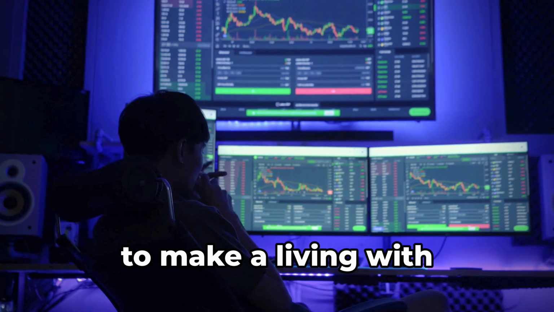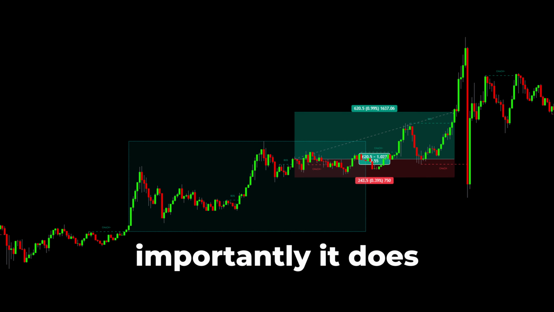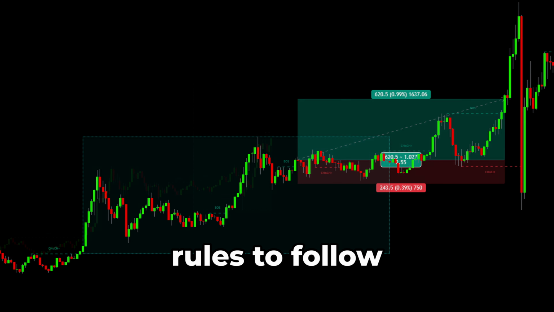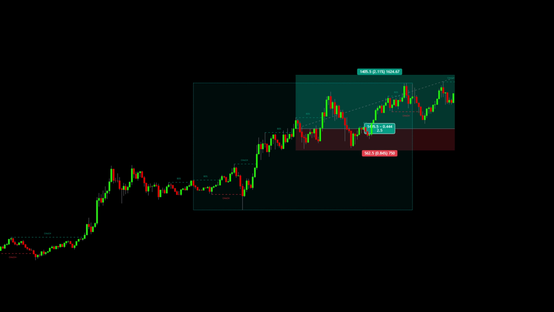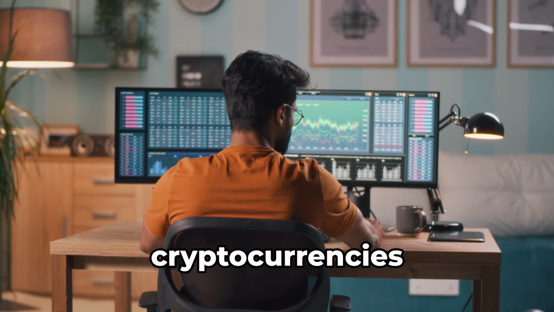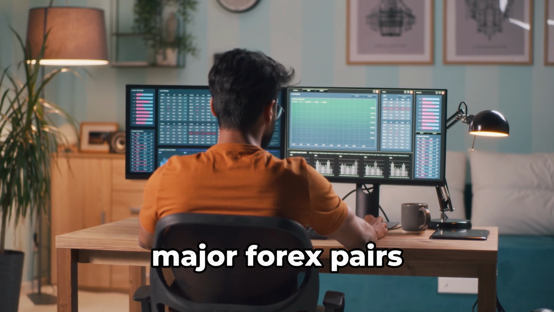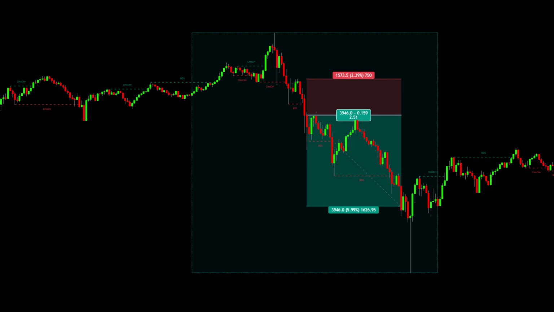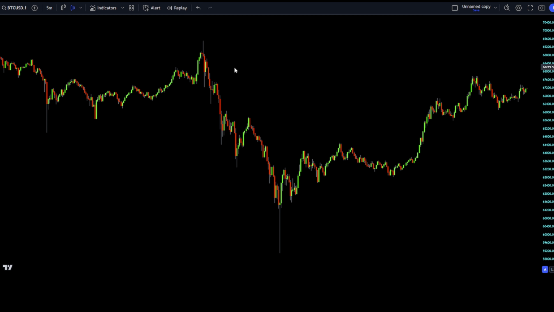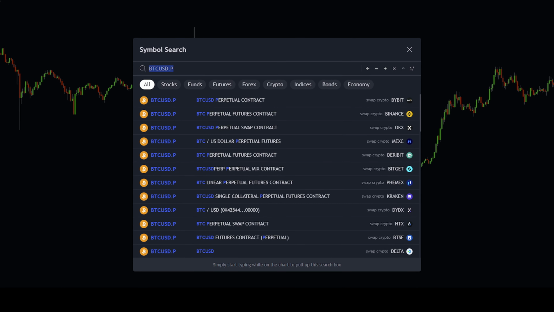This is your ticket to make a living with trading, and most importantly, it does not have a bunch of rules to follow, making it suitable for beginners as well as seasoned traders. Whether you're into cryptocurrencies like Bitcoin and Ethereum, or you prefer trading major Forex pairs and stocks, this strategy is versatile enough for all. To learn all about this strategy, let's start with a clean chart.